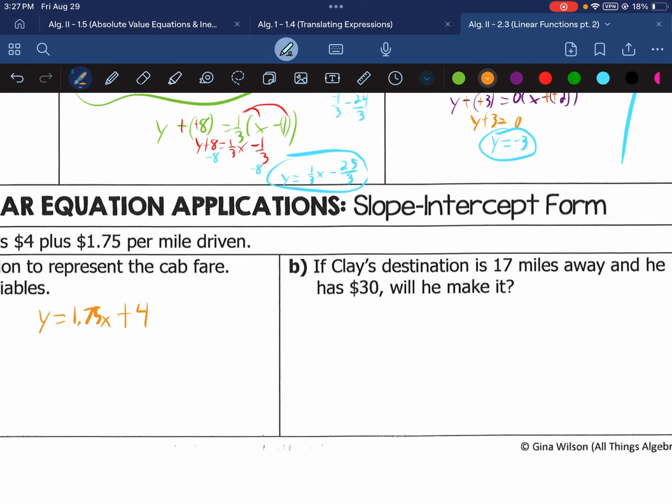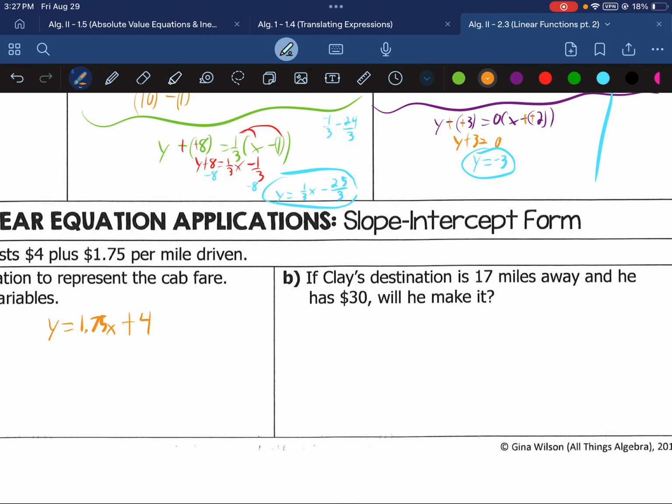So on letter B here, if Clay's destination is 17 miles away and he has $30, will he make it? We plug in 17 for x, and we see how it compares to the number of 30. If it's less than 30, Clay will be just fine. He has enough money. If it's more than 30, Clay will not be fine. He would need to get more money to make that cab fare.